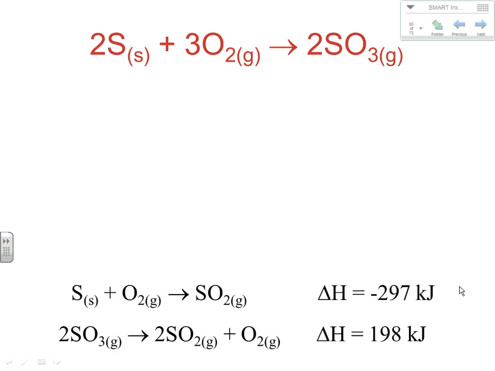Now, up top is my target. So remember, I want to keep that in front of me. That's what I'm trying to get to. Now, I need two sulfurs on the left side. And if you notice, that first equation listed down here is the only one that's got sulfur in it. Conveniently, sulfur solid is on the left side, so that equation is written properly. The problem is it's only 1 mole of sulfur. Well, I need 2 moles of sulfur in my target equation.